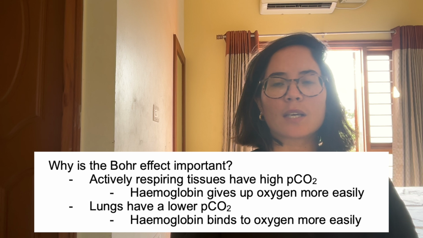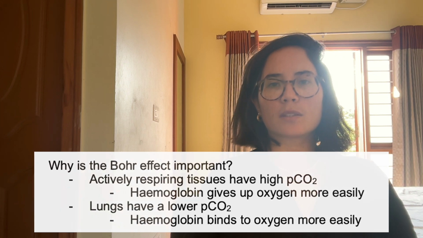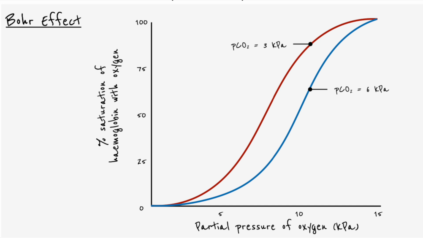So to reiterate, the Bohr effect is very important because it has the following effects. We've already said that actively respiring cells will produce lots of CO2, meaning that there's a higher partial pressure of carbon dioxide at respiring tissues. This means that haemoglobin gives up oxygen more readily. Comparatively speaking, the lungs have a lower partial pressure of carbon dioxide, and if you look at that graph, you'll see that this will have the effect of causing haemoglobin to bind to oxygen more readily.